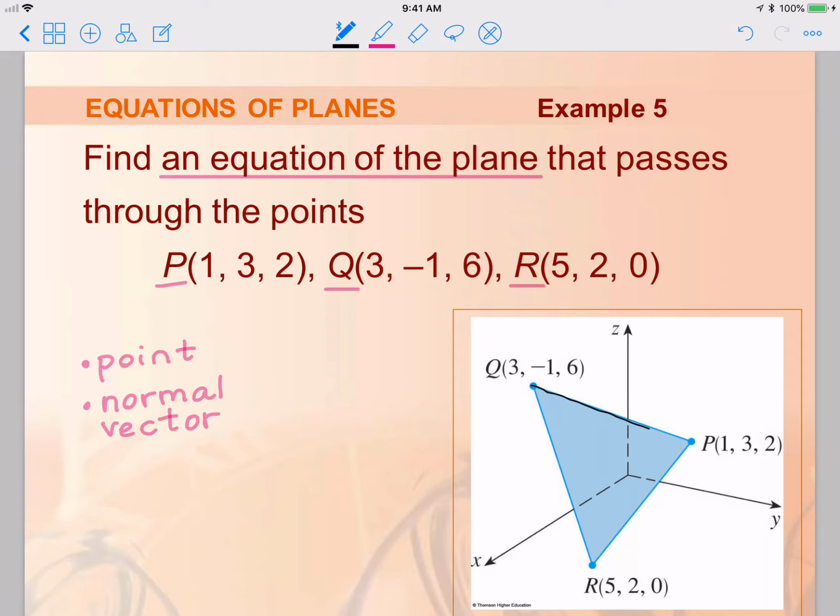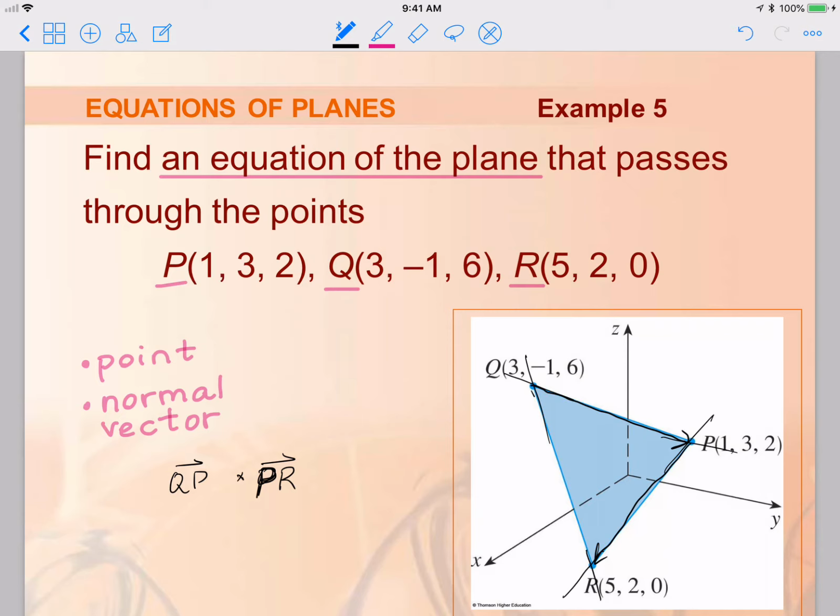Now imagine this. Here's one vector, and here's another vector in the plane. Remember, it's not a triangle, it's a plane. But within here, I've got 2 vectors because I can form the vector from Q to P, and I can form the vector from P to R. Now, if I cross these vectors, don't I get a normal vector to the plane? I sure do. So that is the strategy.